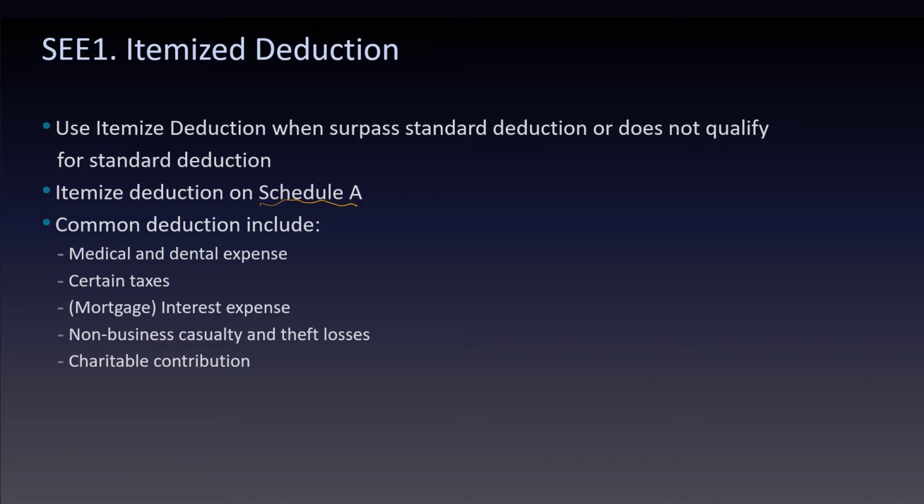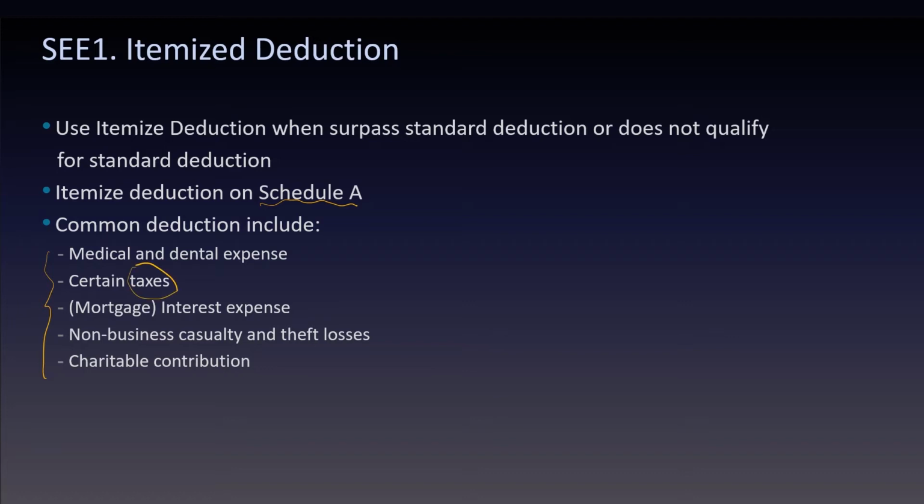Then what expenses can be itemized? As you see here, you can claim itemized deductions in the following categories: medical and dental expenses, state and local income taxes, and real estate taxes. Altogether, these are all taxes.